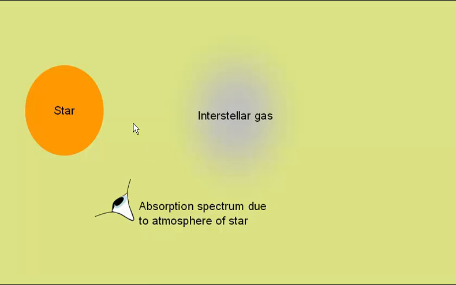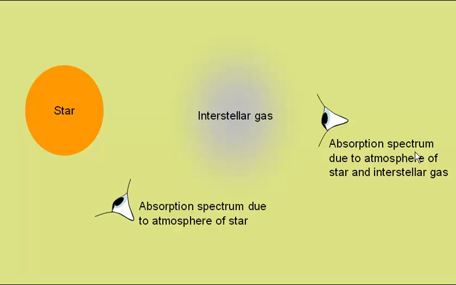When the light from the star passes through the interstellar gas, certain wavelengths will be absorbed by atoms within the interstellar gas and re-radiated in all directions. So an observer here would see an absorption spectrum due to the atmosphere of the star, but also an absorption spectrum due to the interstellar gas.